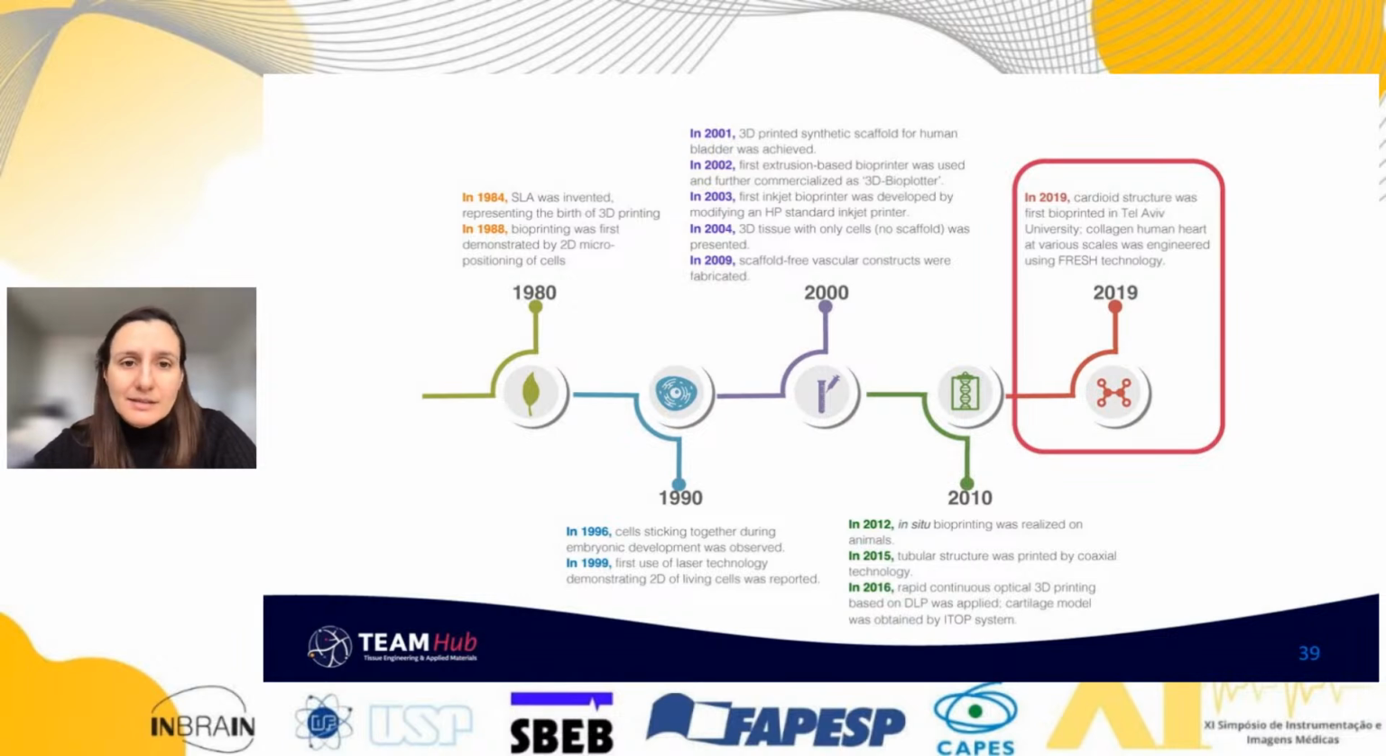And from the 80s until very recently, 2018, there has been a lot of things going on in the bioprinting world. So things that started quite simple, just trying to print what we call scaffolds. And we started playing with different types of cells, different types of biomaterials.